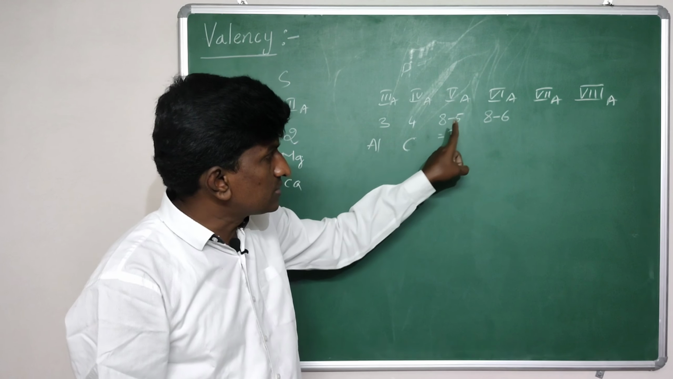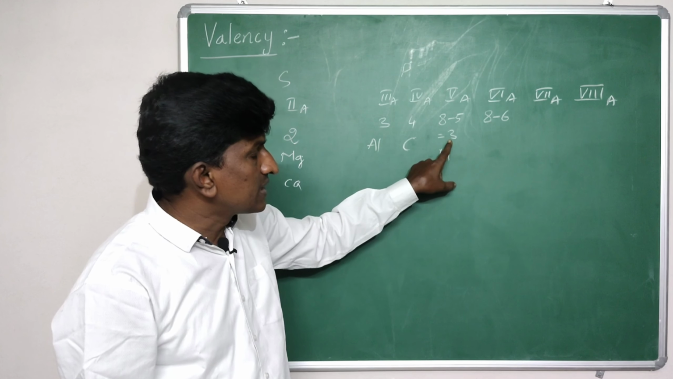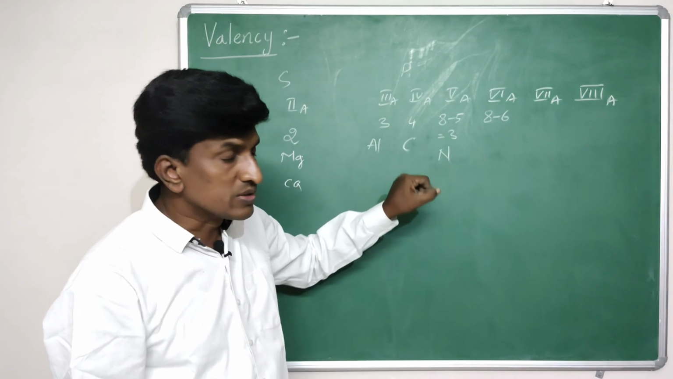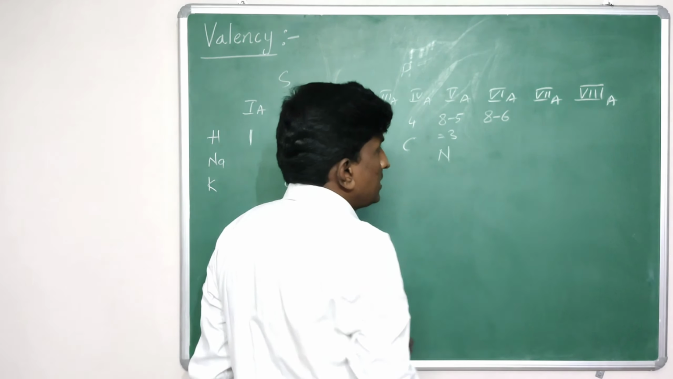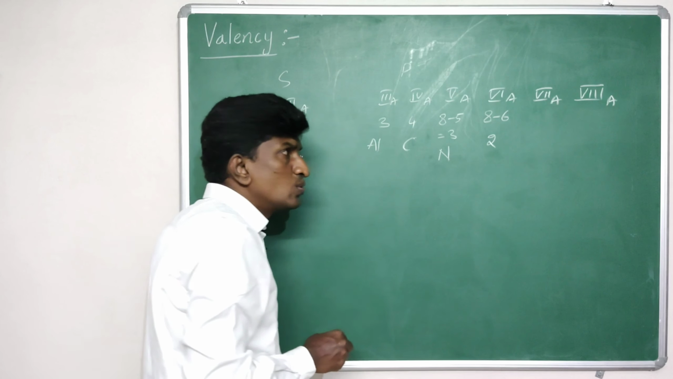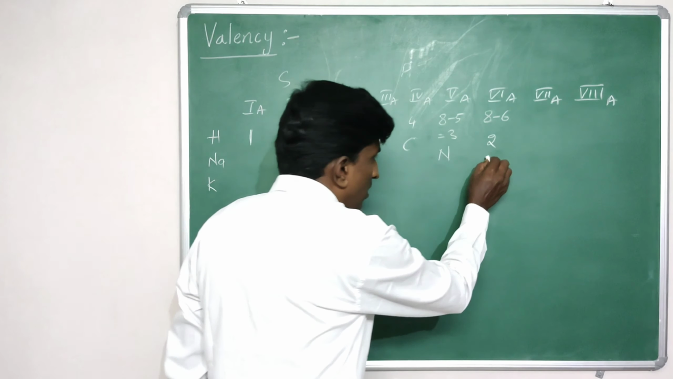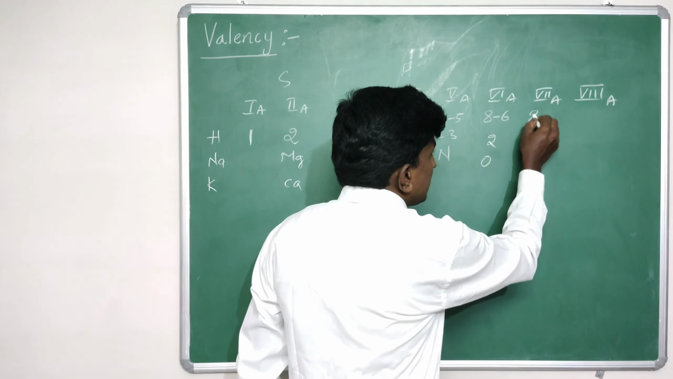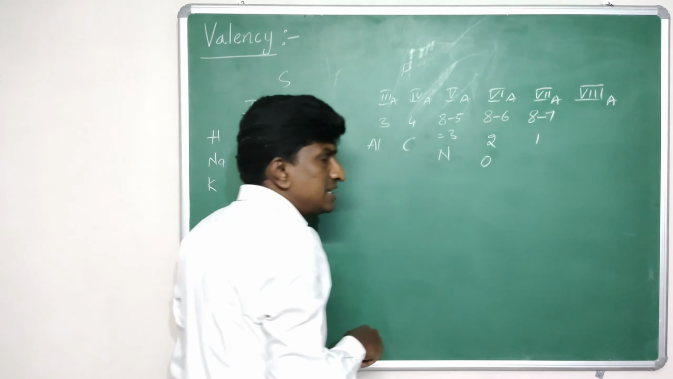So here also, that's why we are subtracting the group number from 8. Nitrogen needs 3 electrons to get octet configuration, so its valency is 3. And in the 6th group elements, they need 2 electrons, so their valency is 2. For example, oxygen. And for 7th group elements, their group number 7 subtracted from 8 gives valency 1.